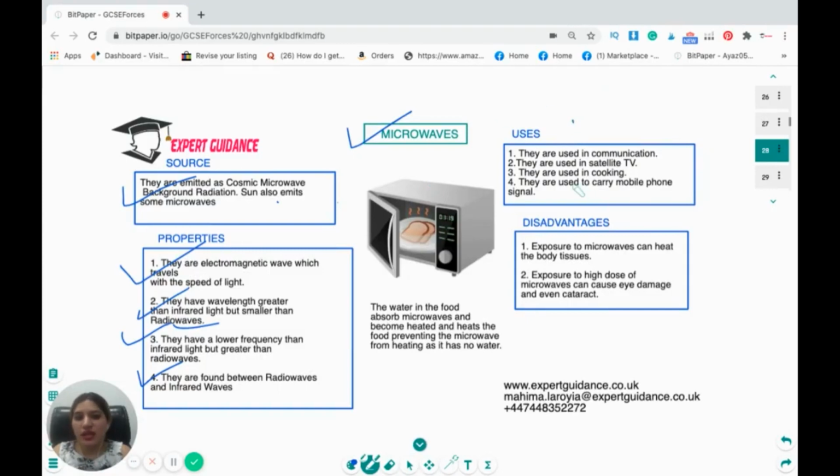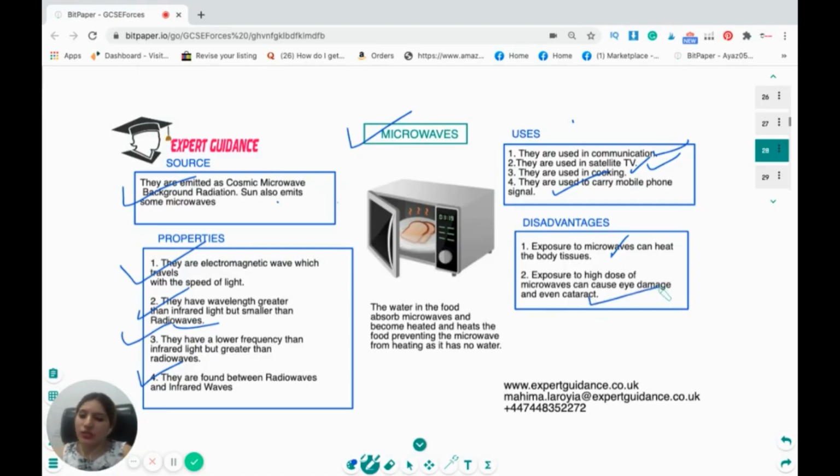The uses are: they're used in communication, they're used in satellite TV, they're used in cooking, they're used to carry mobile phone signals. The disadvantages are exposure to microwaves can heat the body tissues, and exposure to a high dose of microwaves can cause eye damage and even cataract.